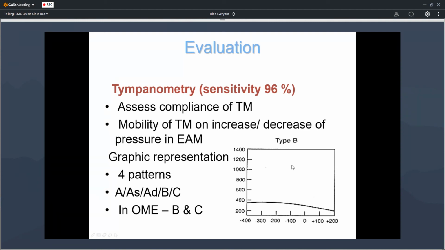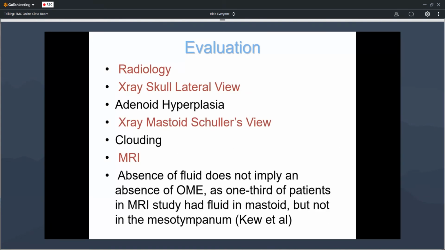So you have to read pure-tone audiometry and impedance audiometry. Generally, you can understand these two important audiological tests for evaluation of any patient with hearing loss. The other investigations are the radiological investigations. Usually we will advise an X-ray neck lateral view for soft tissues, so that you can see any adenoid hypertrophy in the nasopharynx.